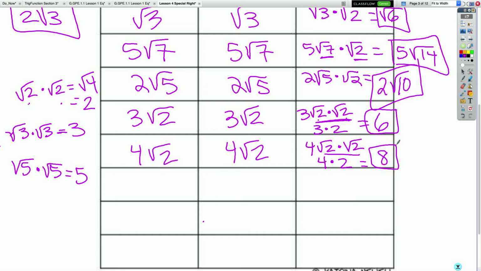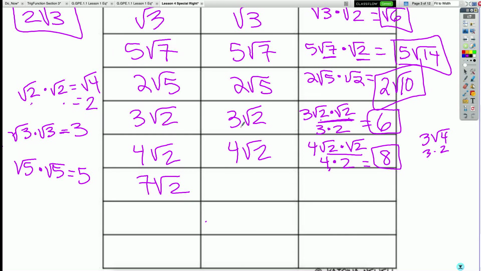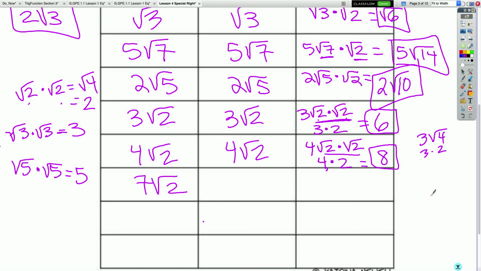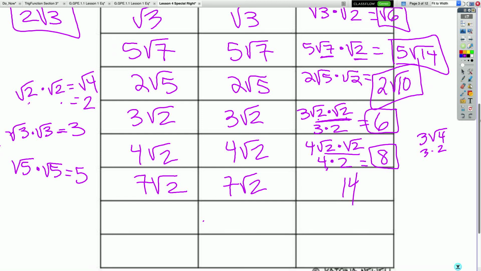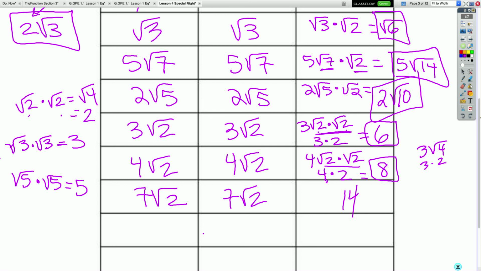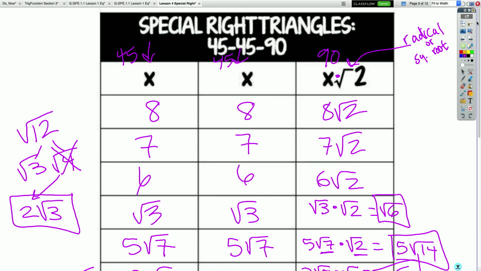So I'm going to give you one more, and then I'll pause the video while you do this one so you can ask questions. So we should have gotten 7 square root of 2 and 14 there. So we're just doing 7 times 2. It just deletes that square root sign. Okay, so that's just our warm-up to actually try our first example.